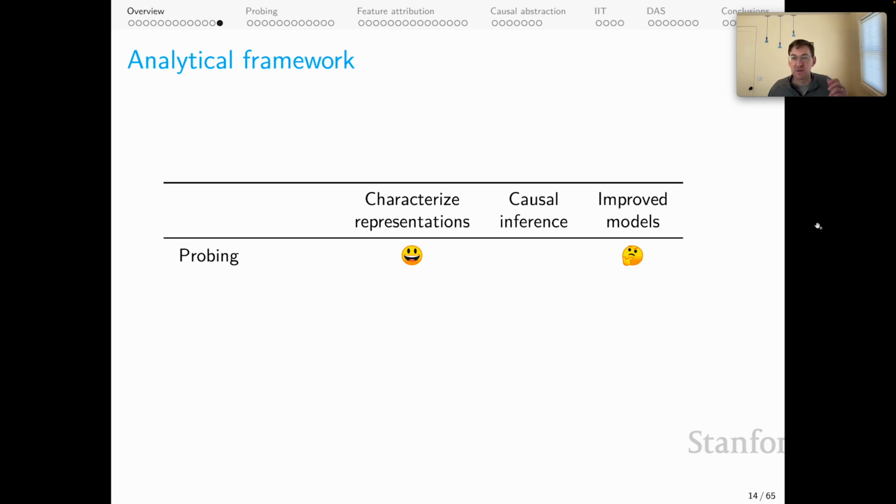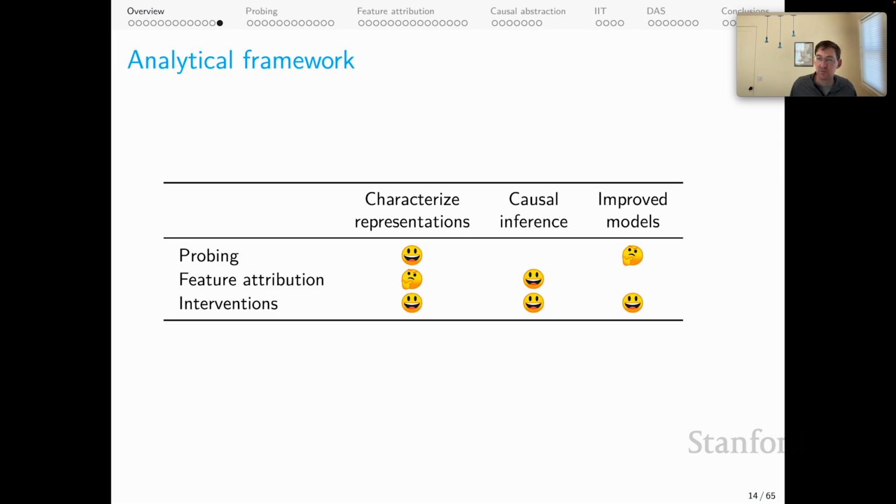Let's think about these methods. What we'll see is that probing is great, as I said, at characterizing representations, but it cannot offer causal inferences, and it's unclear whether there's a path from probing to actually improving models. For feature attributions, we get only faint characterizations of the model's internal states. We pretty much just get weights that tell us how much individual neurons contribute to the input-output behavior. But we can get causal guarantees from some of these methods. We'll talk about integrated gradients as an example of that.